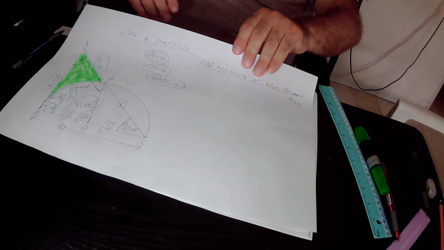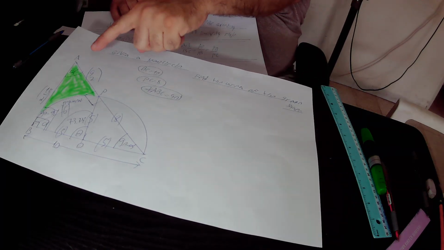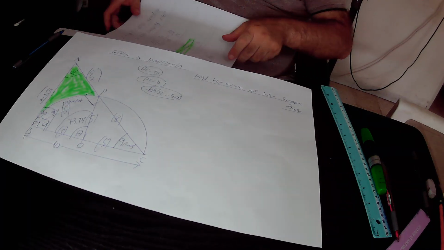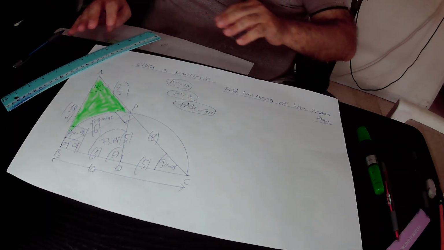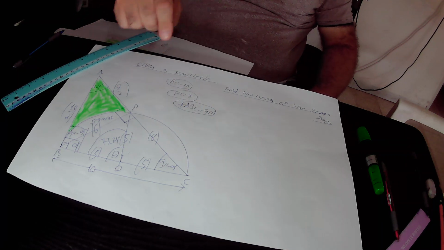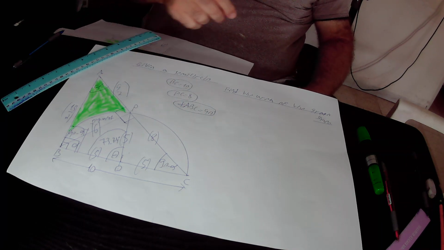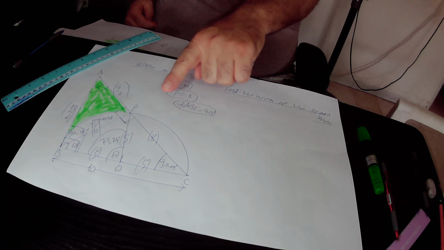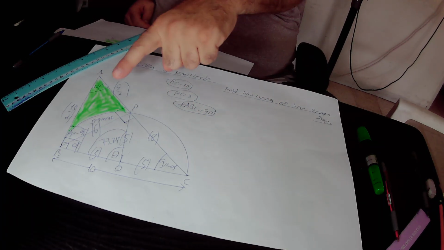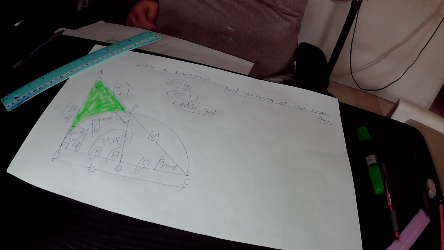In the first question, our task is to find out the area of this green shape. So in the drawing, we have a semicircle. BC equals 10, that is to say the diameter of this semicircle equals 10 units in length. We also know that PC equals 8 units. This is an angle ABC, that is a right angle. Again, our task is to find out the area of this green shape.